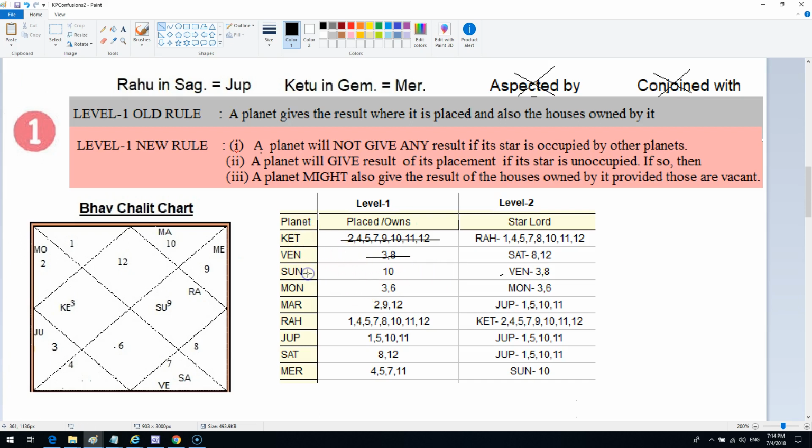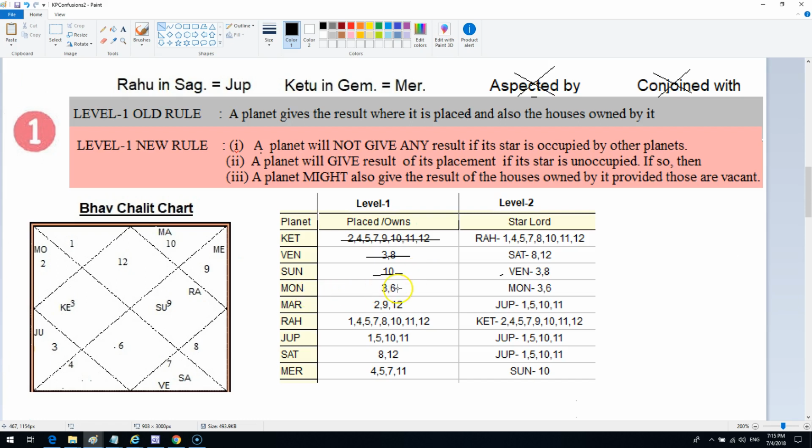Now let's look at Sun. Let's look at any planet occupying Sun's star. Ketu no, Venus no, Sun no, Moon no, Mars no, but we find Mercury is occupying Sun's star. So according to this new supreme rule, Sun will not give any result if its star is occupied by other planets. So let's strike these out. Sun will not give the result of the 10th house, though it is placed in the 10th house. According to the old method, it was supposed to give the result of the 10th house, but the new rule dismisses that.